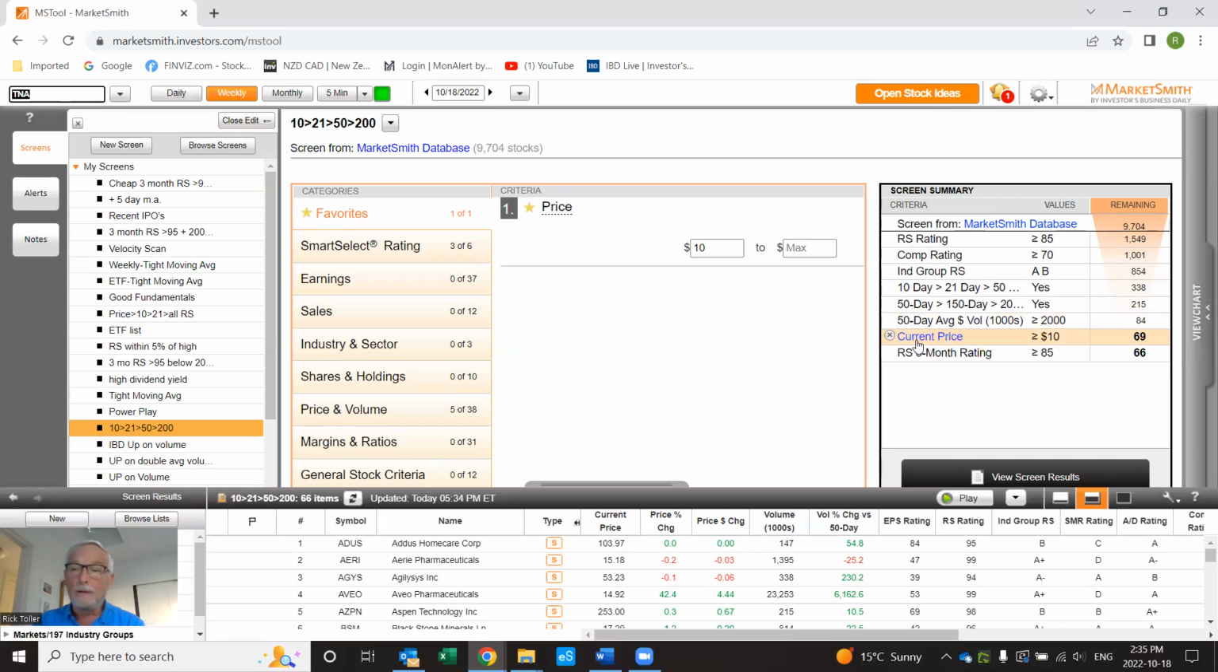Current price, I'm only interested in stocks that are greater than $10. So that whittles a few off. And then I want relative strength rating in the last 3 months, 85 or better. So I took 3 more off. So really, I boiled almost 10,000 stocks down to 66, which I could review in probably less than 10 minutes, 5 minutes probably. I won't go quite that quickly for you, and I won't go through all 66.